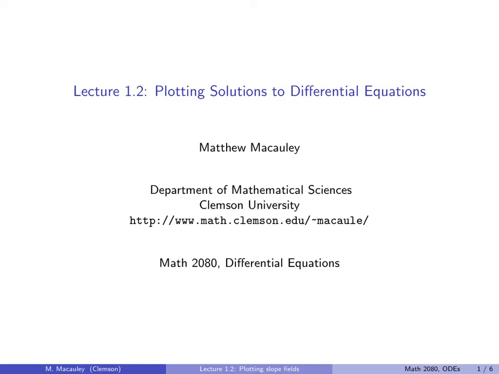Welcome to Lecture 1.2, Plotting Solutions to Differential Equations. In the previous lecture, we saw what differential equations are, and we saw how they can model real-world situations. We still haven't seen how to solve them, but in this lecture, before we see how to solve them, we are actually going to see how to visualize the solutions and how to plot them, again, before we even know how to solve these things.